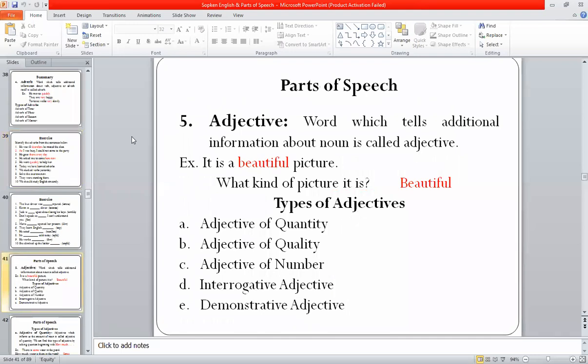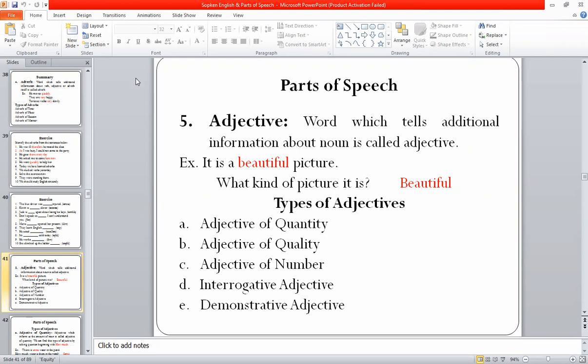So today we will start with our next part of speech, that is the 5th part of speech, and its name is adjective. Okay, so adjective means what? In Marathi we call it visheshan. Okay, adjective. What is an adjective then? An adjective is a word which tells additional information about a noun.